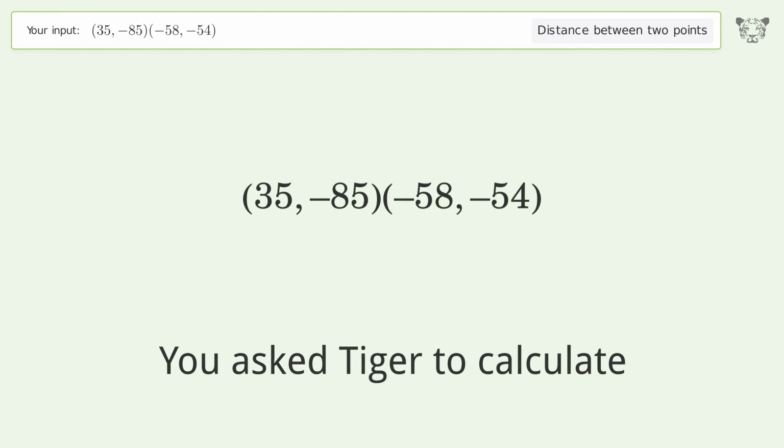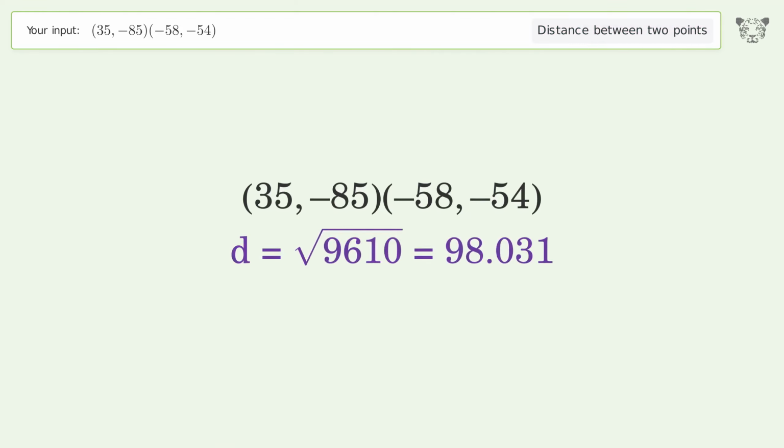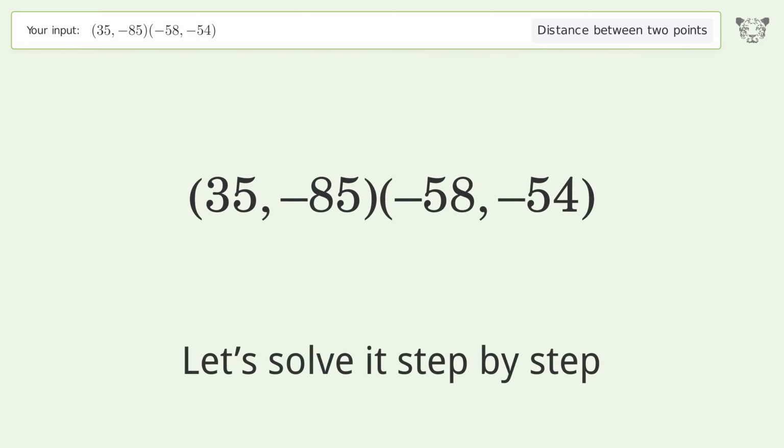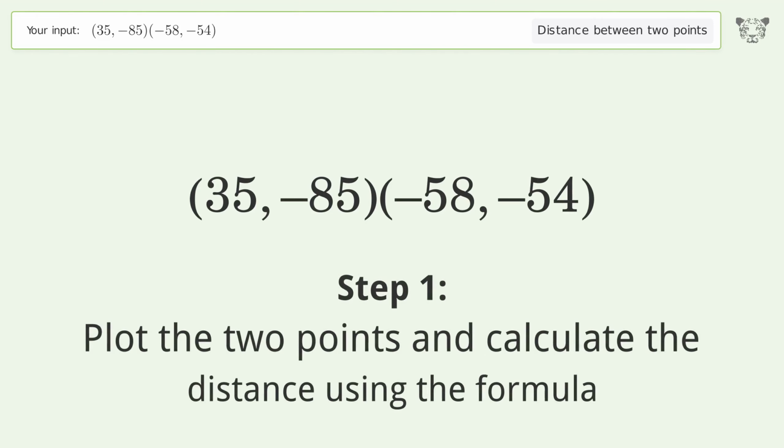You ask Tiger to calculate. This deals with the distance between 2 points. The distance between the 2 points is the square root of 9,610, or 98.031. Let's solve it step by step. Plot the 2 points and calculate the distance using the formula.